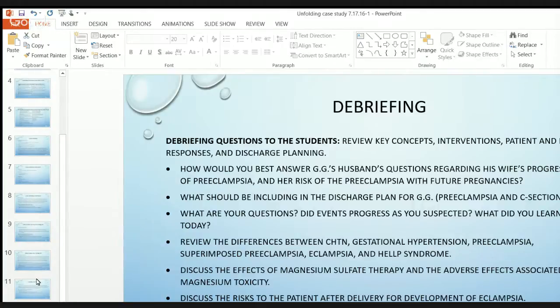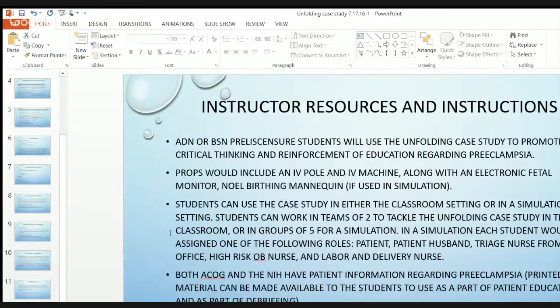And then when we look at the instructor resources and instructions, again, this particular one was looking to be delivered at associate level or baccalaureate level pre-licensure students for nursing students. When we look at it, we could use the unfolding case study to promote critical thinking and reinforcement of the education regarding preeclampsia. Props would include, again, an IV pole, IV machine, along with an electronic fetal monitor.